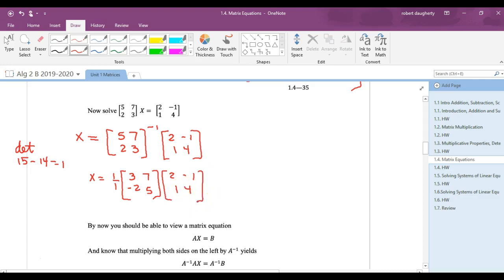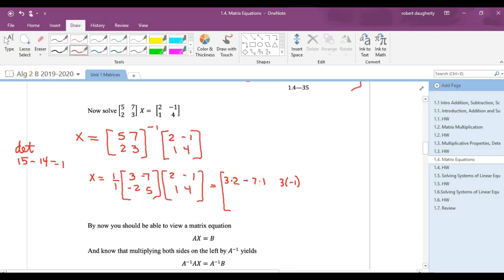And so let's do this. So it's 3 times 2 plus 7 times 1. And then 3 times negative 1. Oh, you're right. Again, that's me making mistakes. Thanks for that.